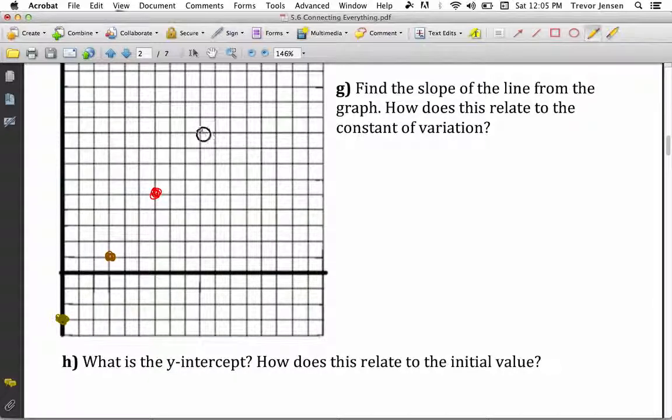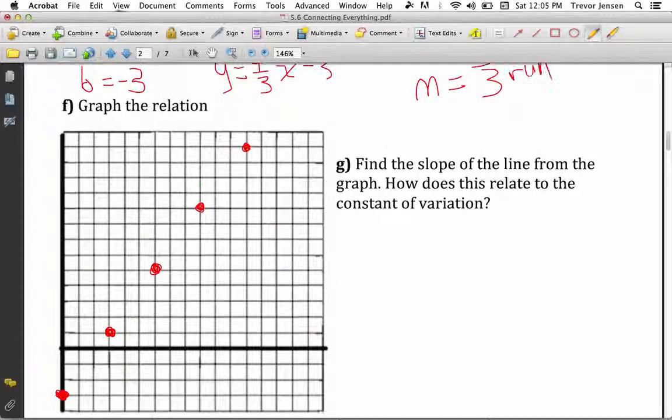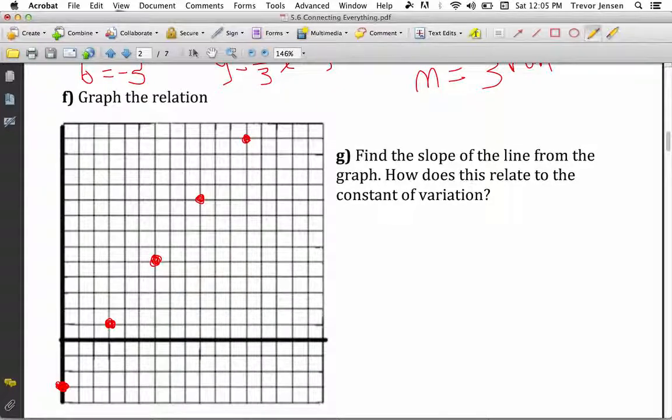1, 2, 3. Keep going. 1, 2, 3, 4. 1, 2, 3. And that's good. I'll just connect these with a straight line. And that's roughly what the graph of this line looks like.